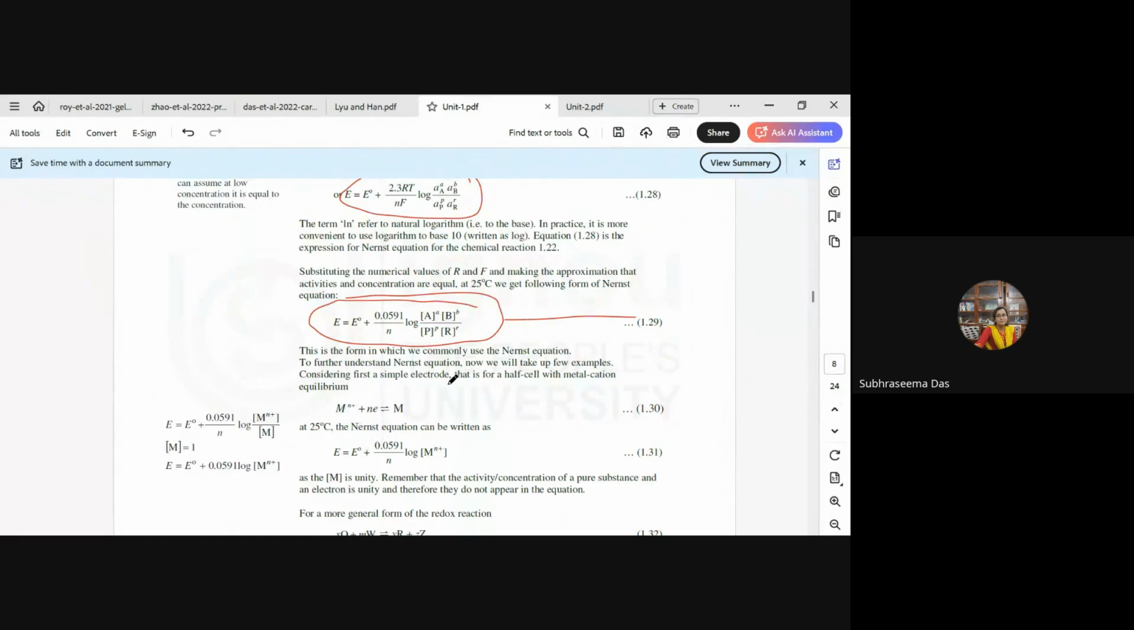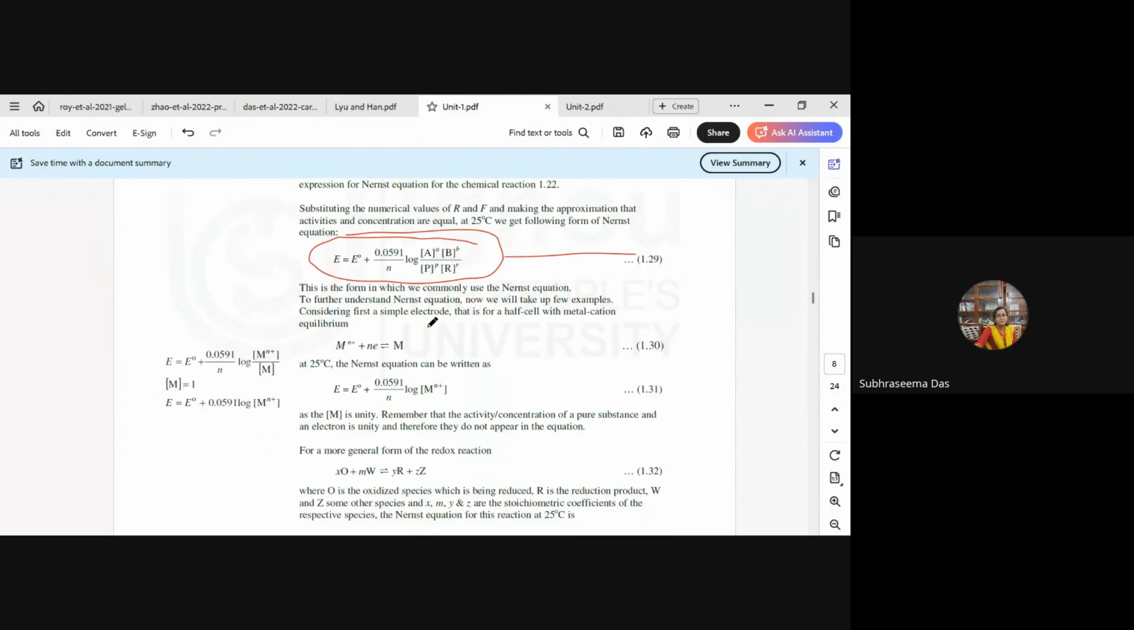We'll consider a simple electrode, that is a half cell with a metal cation equilibrium. We'll consider a half cell of this type, where M is the metal. It takes up n electrons to form the metal M at 25 degrees centigrade. For this equation, the Nernst equation can be written as E is equal to E0 plus 0.59 by n into log of the concentration of Mn+. Here the concentration of the pure metal will always be neglected because it is always equal to 1.